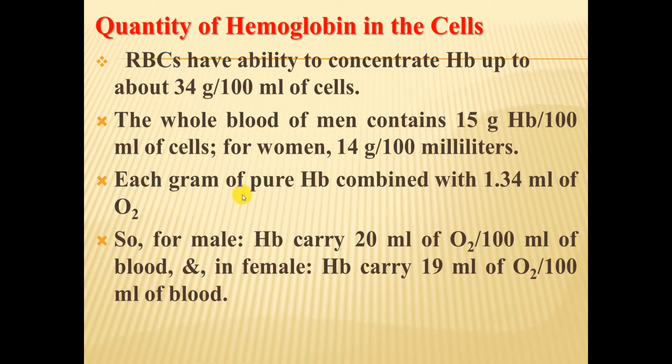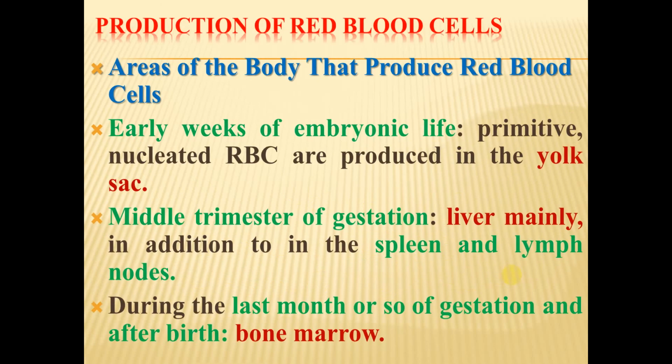And each gram of pure HB combined with 1.34 ml of oxygen, لا تحسبها, راح يكون ability of HB for male to carry oxygen is 20 ml of oxygen for each 100 ml of blood, and for female carry 19 ml of oxygen for each 100 ml of blood.